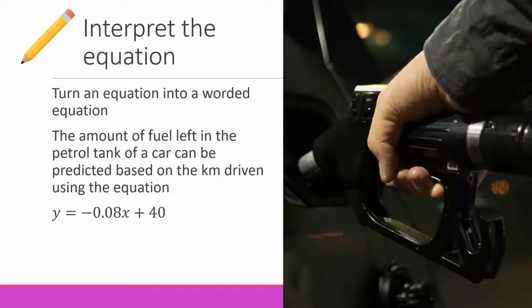So let's look at this question. The amount of fuel left in the tank of a car. So that's going to be one of the variables. That's going to be our response variable. It can be predicted based on the kilometers driven. So that's our explanatory variable.